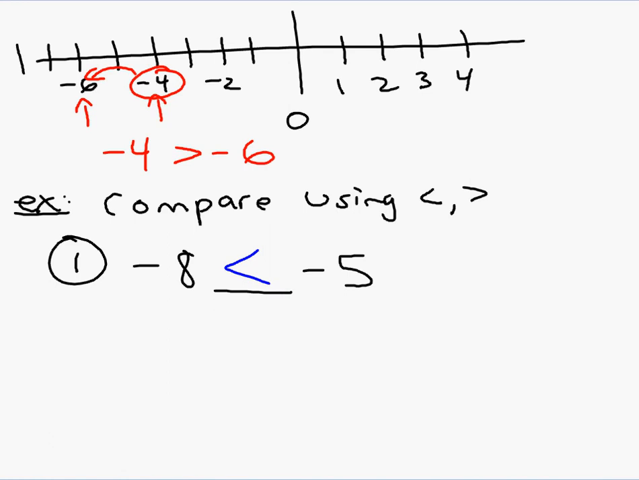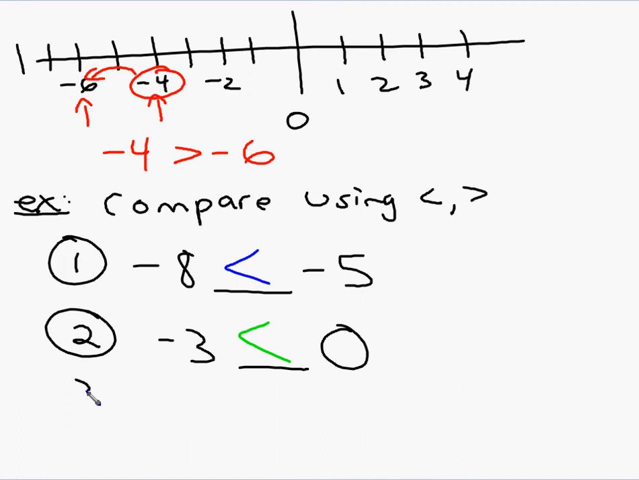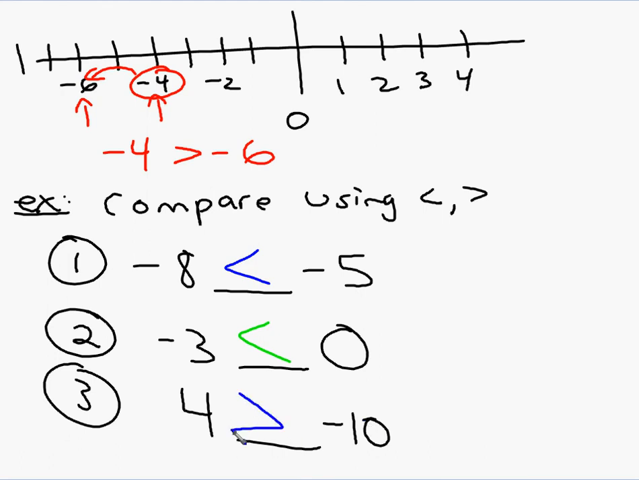Let's do another one. How about negative 3 compared to 0? 0 is bigger. Okay, so once again, I would put my mouth that way. Okay. How about 4 compared to negative 10? Which one's bigger? 4 is bigger. So my mouth would face that way. 4 is greater than negative 10.